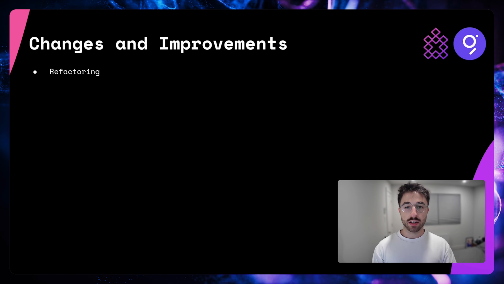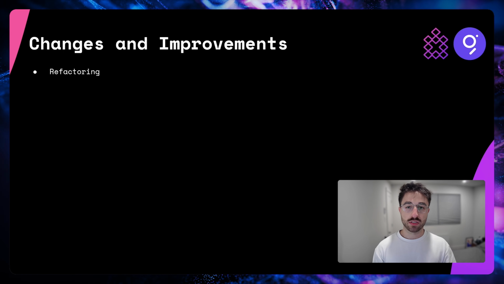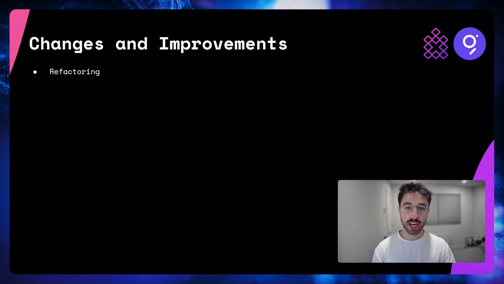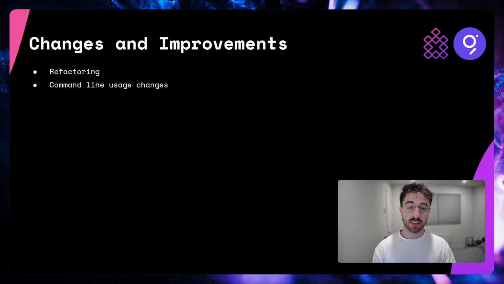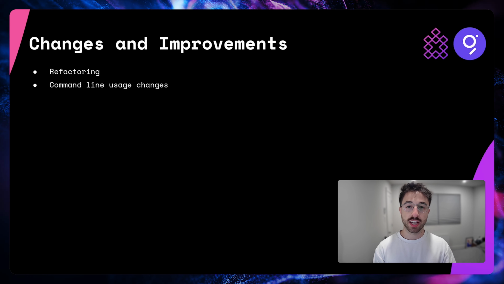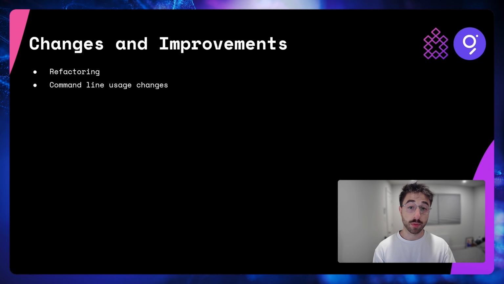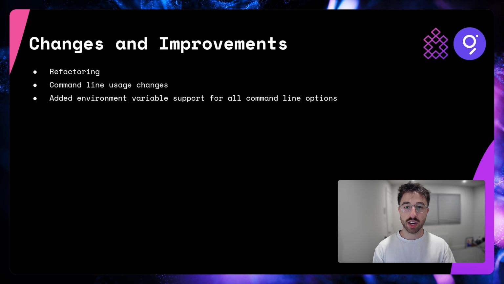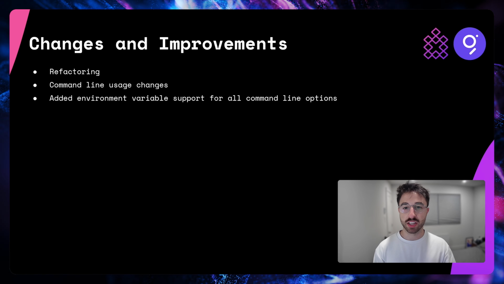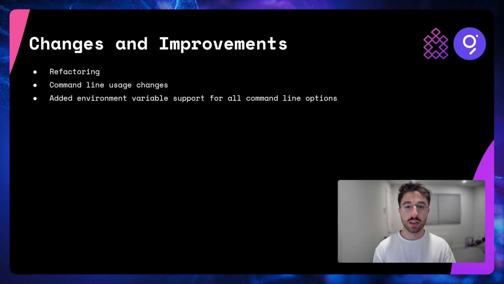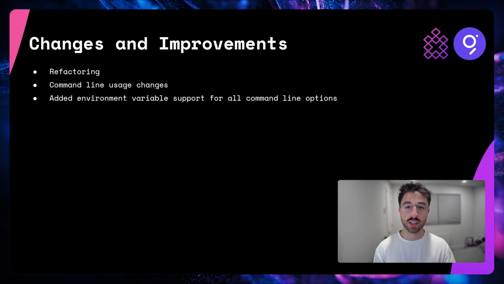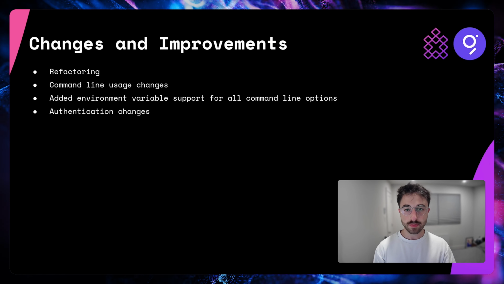First, we did some refactoring, also renamed some of the functions and modules. We also made it more flexible for the user by exposing more of what's going on in the backend. We made some changes on how the command line works by removing required arguments and replacing them with required command line options. We also added environment variable support for all command line options, so instead of having to specify your option values all inside of the command, you can do it through the environment variables or with a .env file.